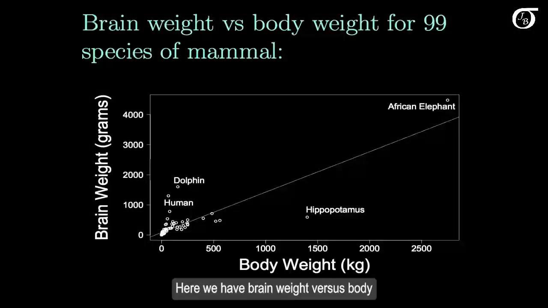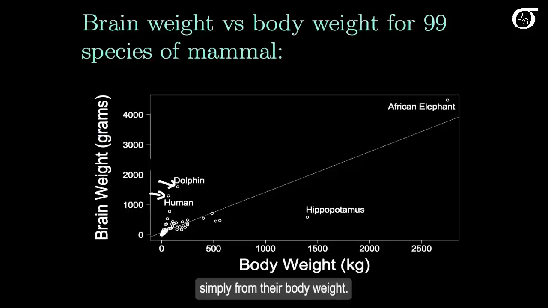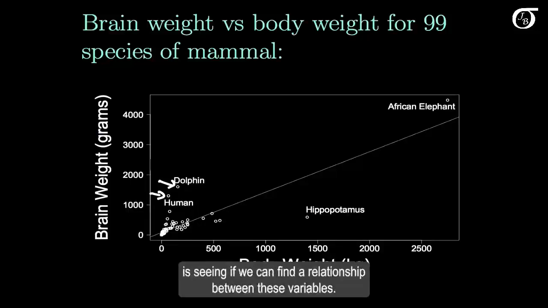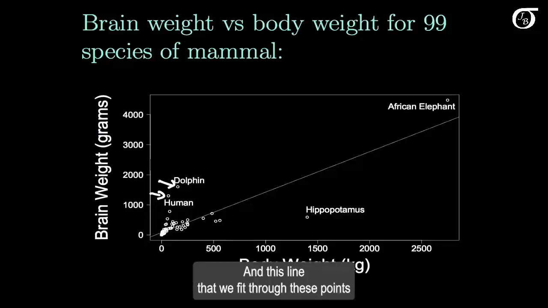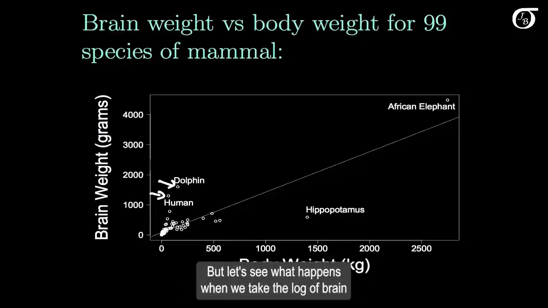Here we have brain weight versus body weight for 99 species of mammal. And a couple of points of interest here: dolphin brain weight and human brain weight is much larger than would be predicted simply from their body weight. But the point of interest here is seeing if we can find a relationship between these variables. And this line that we fit through these points certainly doesn't adequately summarize the relationship. So a linear relationship would not be a reasonable assumption here. But let's see what happens when we take the log of brain weight and plot that against the log of body weight.